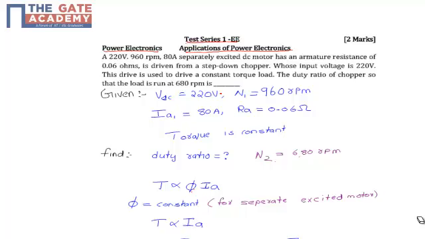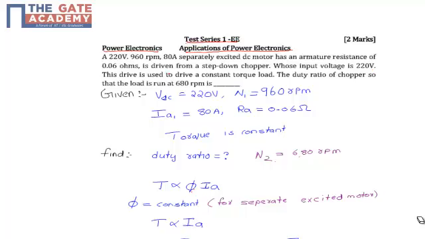VDC is 220 volts, speed 960, armature current 80 amps and armature resistance 0.06 ohm, and it is driven from a step down chopper whose input voltage is 220 volts.